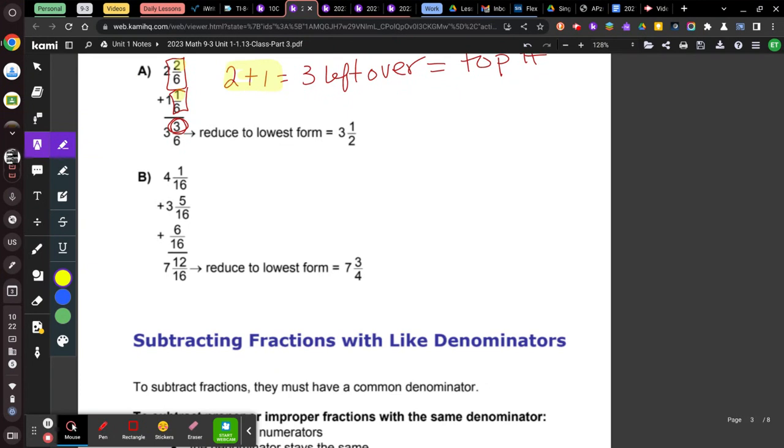What did they do to the 3 and the 6? Take a look. My answer doesn't have a 3 and a 6 in it. It's got a 1 over 2. Why does it have a 1 over 2? What did they do to the 3 over 6?